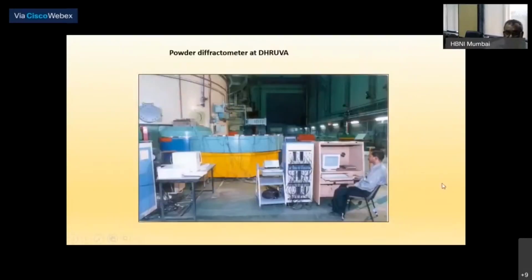And this is one of the spectrometers in Dhruva. Here, I showed you earlier, this is the reactor wall. Here, in an array, neutron detectors are there. These are position sensitive detectors. That means at a time, you can collect the diffraction data over a very large range of angles. It saves time, and you can do many experiments which others couldn't do.